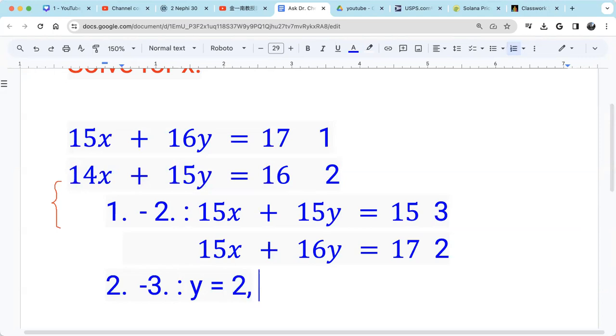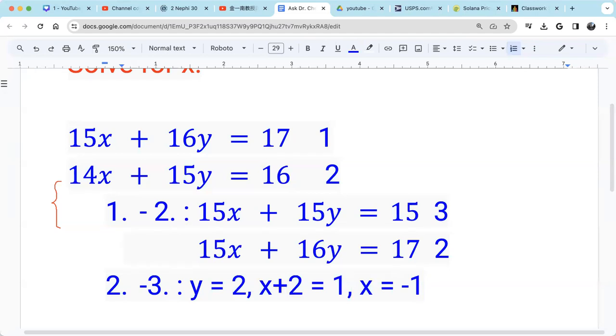Now plug back into x plus y. Remember x plus y equals 1. So x plus y, with y being 2, equals 1. Now move 2 to the other side. We have x equals 1 minus 2, which is minus 1.